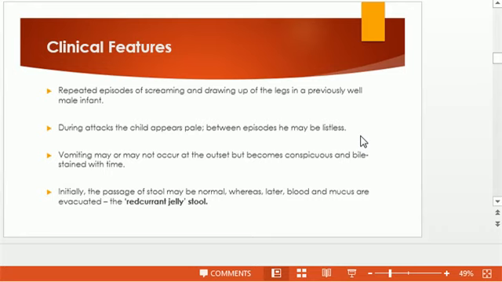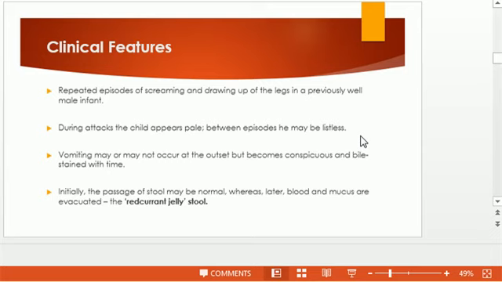So during attacks, the child appears pale when there is colic. This is one of the features of colic, that the patient becomes pale. Similarly in infants, when there is a colic attack, the child will be pale. But between episodes, he may be listless.